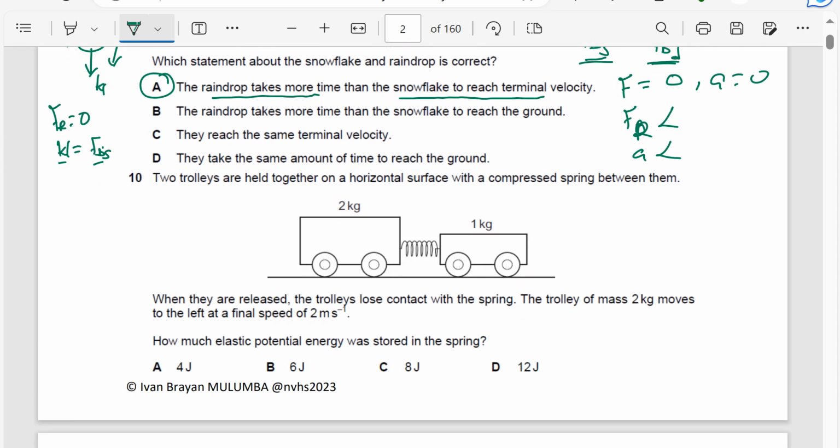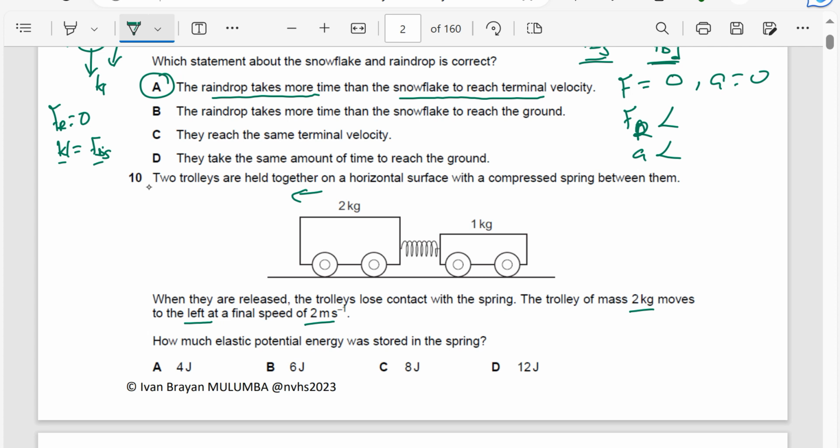Two trolleys are held together on a horizontal surface with a compressed spring between them. When they are released, the trolleys lose contact with the spring. The trolley of mass 2 kilograms moves to the left at a final speed of 2 meters per second. How much elastic potential energy was stored in the spring?